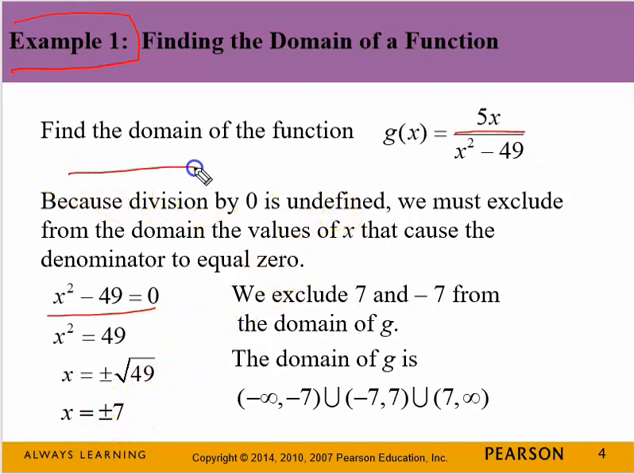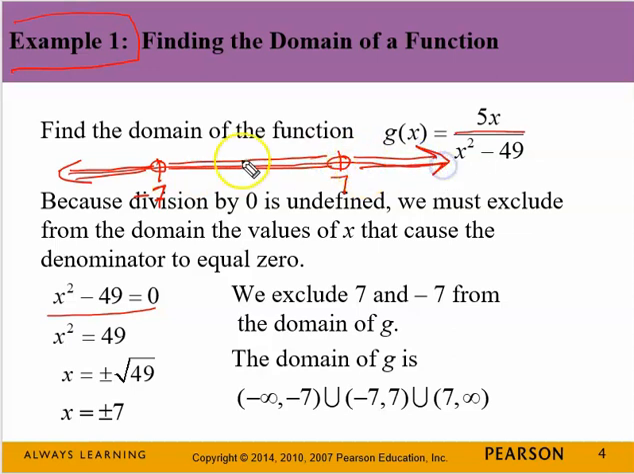Now, if we were going to plot that on a number line, one value would be negative 7. One value would be positive 7. If x were either of these two values, it would make this denominator a 0. So they must be excluded from the domain of real numbers. Graphing it, we would put a little hollow circle over the negative 7 and a little hollow circle over the positive 7, and then darken in the line. These are all the other numbers. Where I'm darkening in the line is what would make up the domain.